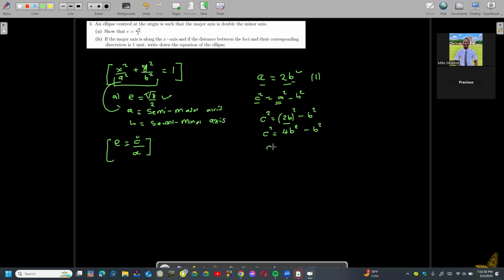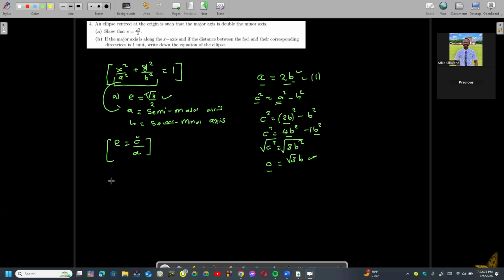So now these are like terms, okay? And here is a 1. We're just going to say 4 minus 1, you get 3B squared. Then you can now square root to find the value of C. So we're going to say C is equal to the root of 3 times B. That is your C. So I have my C, I also have my A.